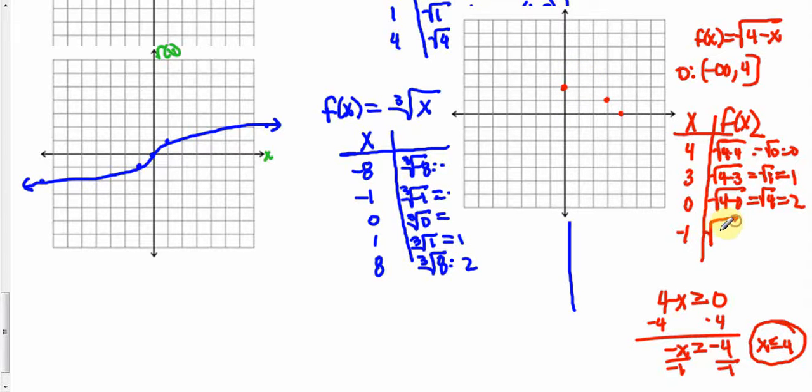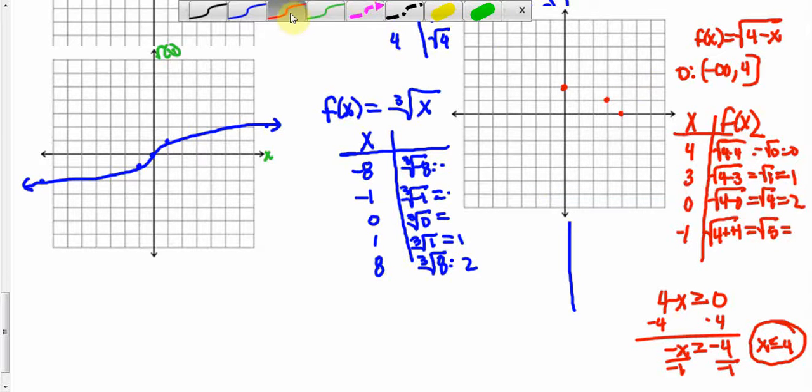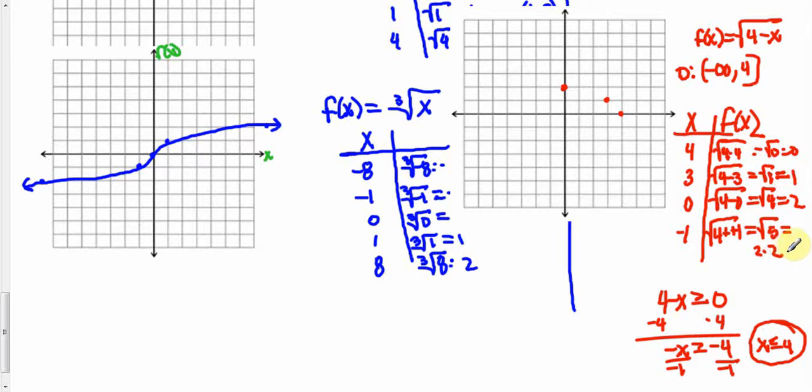The square root of 4 minus negative 1. What's a minus a negative? Addition. So that's 4 plus 1, right? You can change it to plus. That's the square root of 5. And the square root of 5 is what? Approximately 2 point what? Somebody help me out here. Thanks. So that ordered pair would be negative 1, 2.2. You can just estimate it.